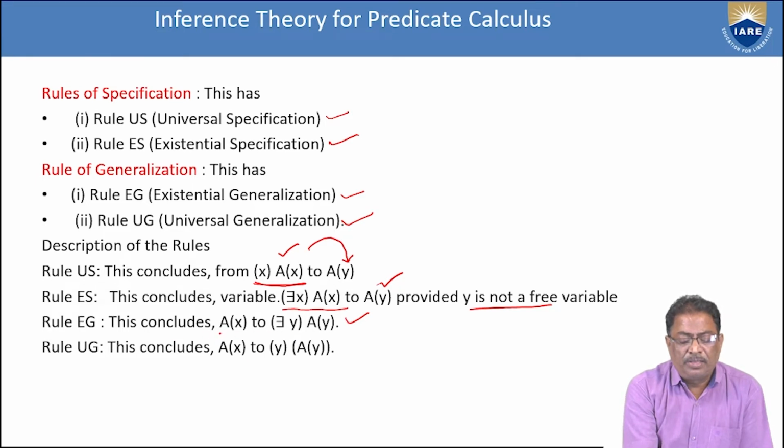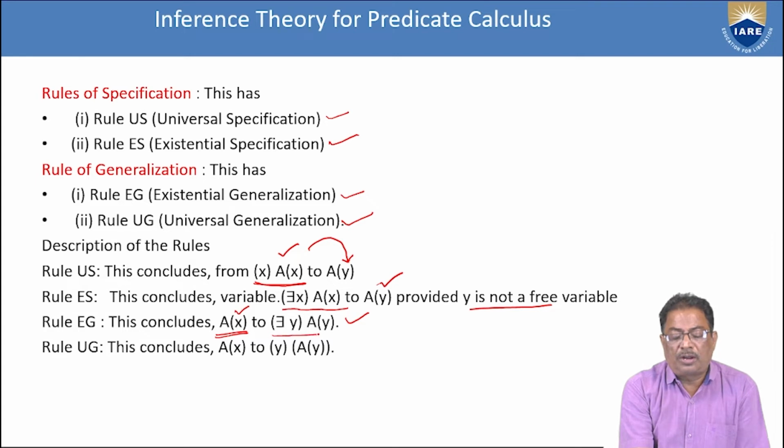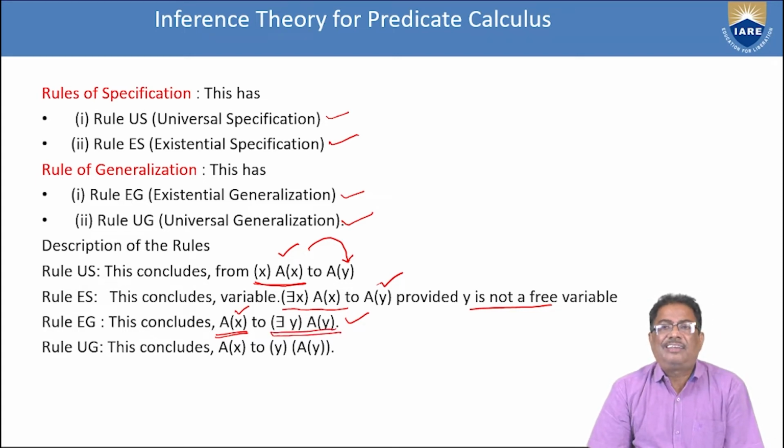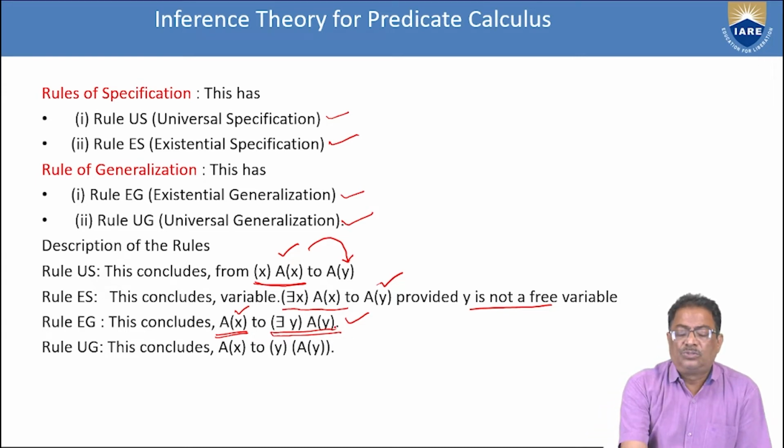Here it is A of x. If it is true for one particular value, then we write there exists y, meaning at least one value for which A is satisfied. So we take it as there exists y, A of y.